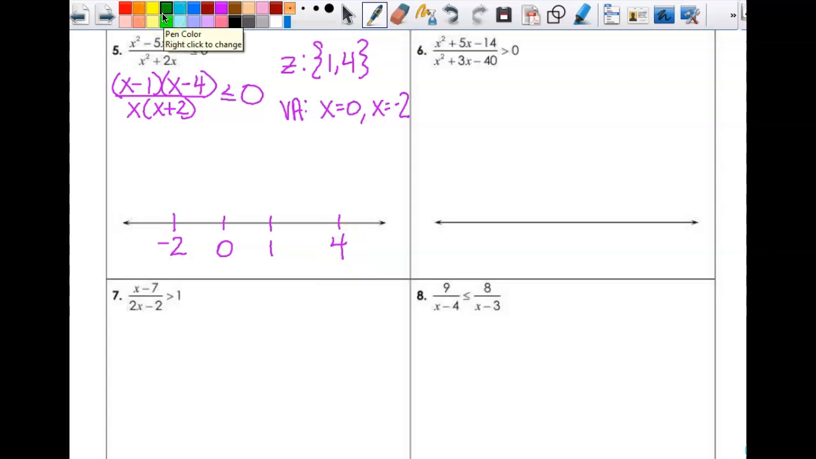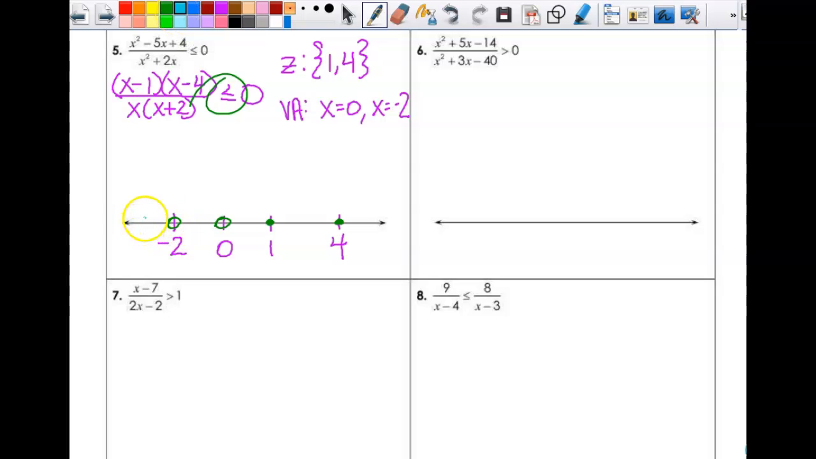Now, for my zeros, I have to look at this. This says less than or equal to, which means my zeros are closed circles. So 1 and 4 are closed circles. My asymptotes are open, always, no matter what that inequality says. Okay. So then, this is what I'm substituting it into.